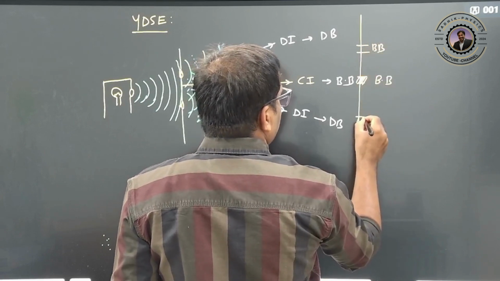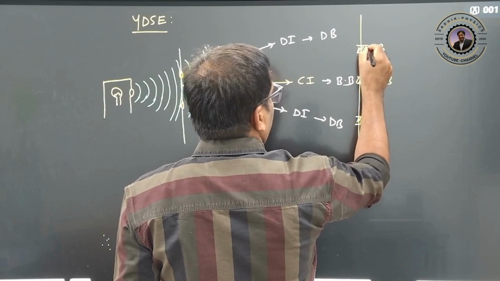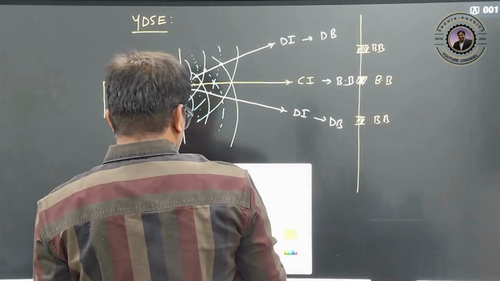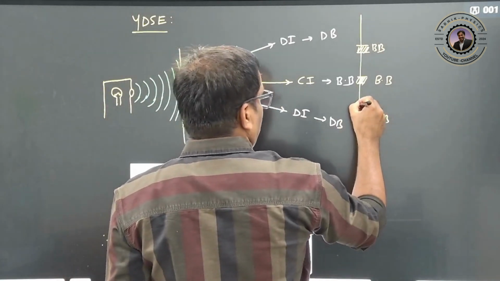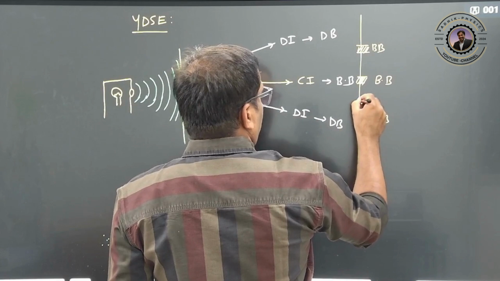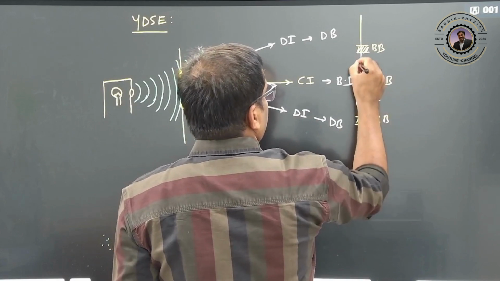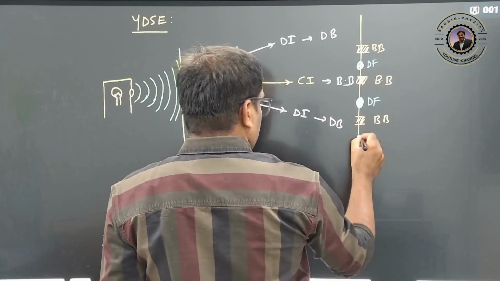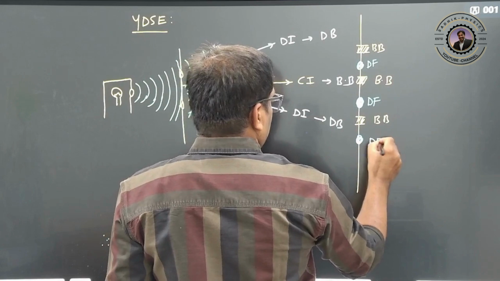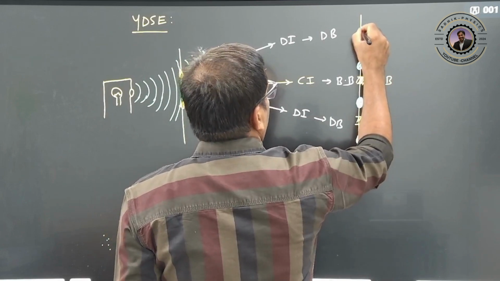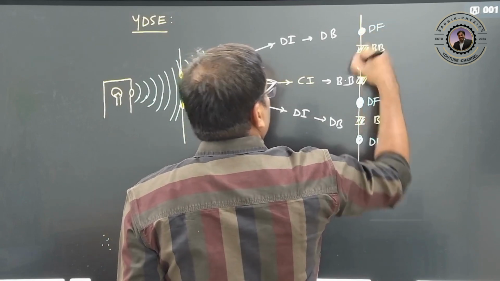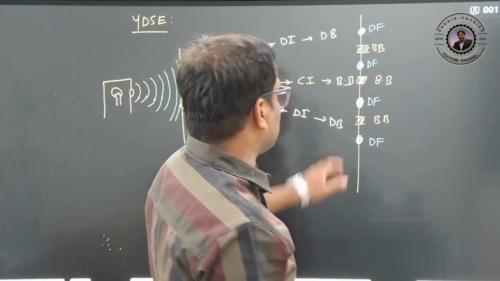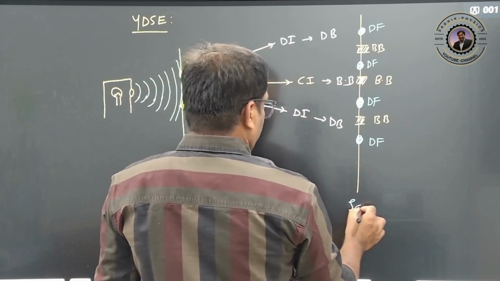Bright band means what? A bright spot, you are able to see it. This is also a bright band, or bright fringe. In the middle of these, a dark fringe is created. On this side a dark fringe is created, again this side a dark fringe, and again a dark fringe. So you will see bright and dark, bright and dark, this fringe pattern on the screen. This is the screen.